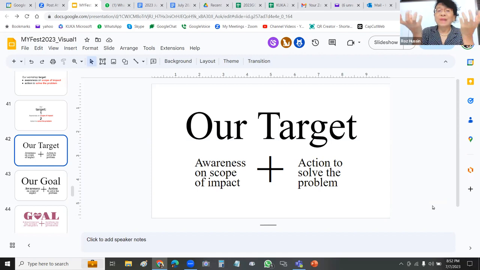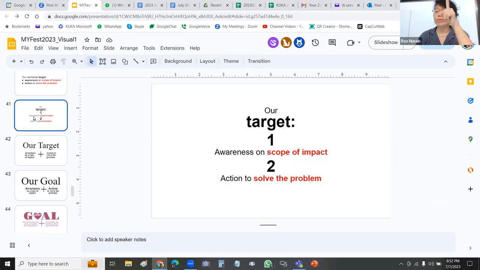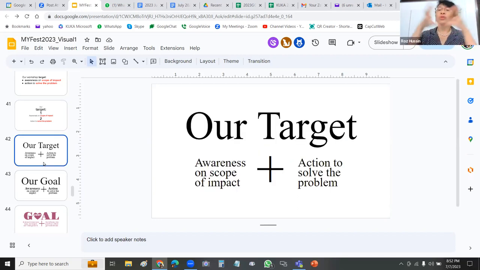You don't even need to have the numbers one and two like you had on slide number 41. We had to label things number one, number two, and that takes up too much attention. In slide 42, things have gotten simplified. There's only our target and there's two things. And if you have time, you read it. If you don't have time, you don't have to read it.